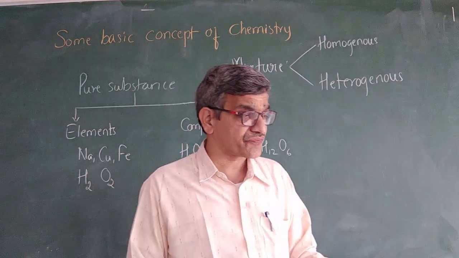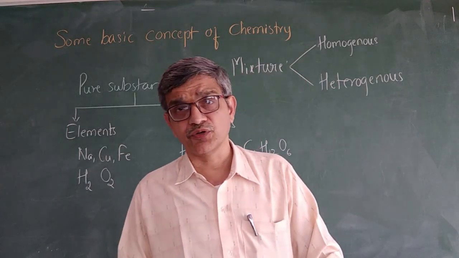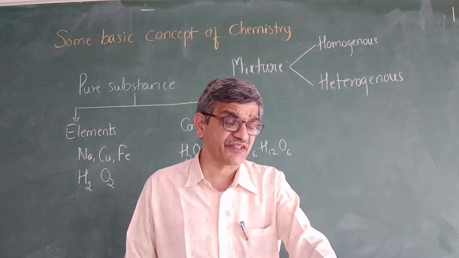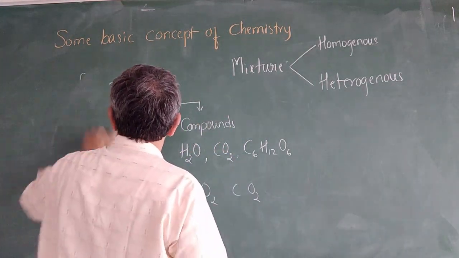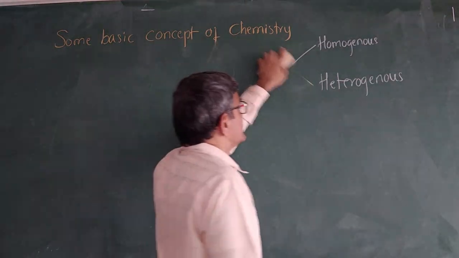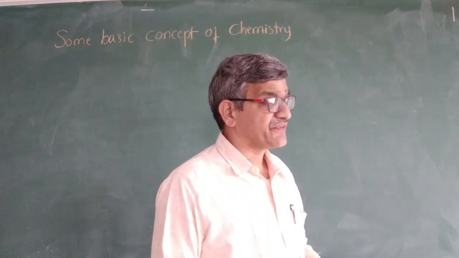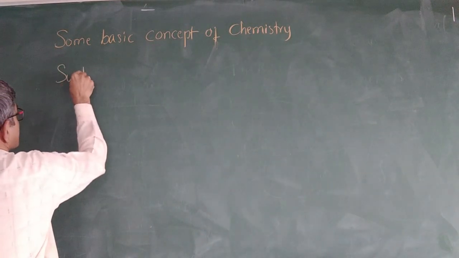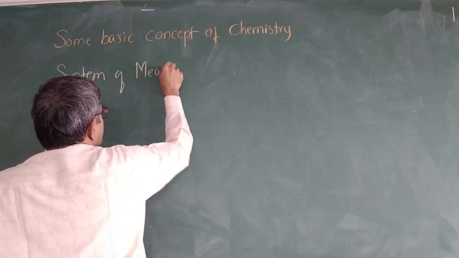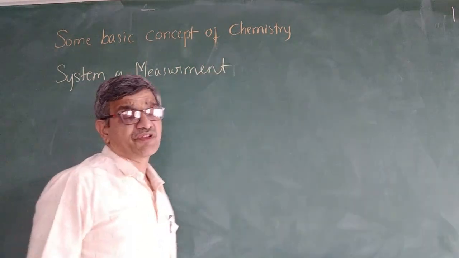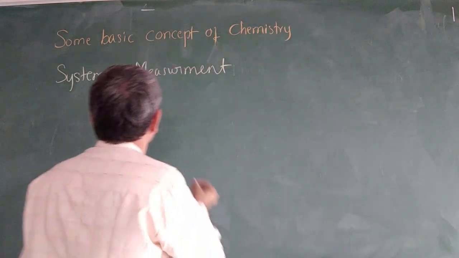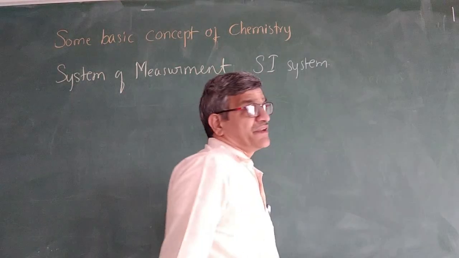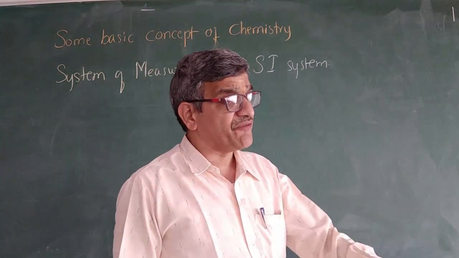Okay. So next, the system of measurement. How you are going to measure the physical properties or some matter. Mainly fundamental measurement, that is the SI system, international. There are 7 fundamental units with which we are going to measure things. System of measurement. Nowadays we are using the SI system. What are the 7 fundamental units?